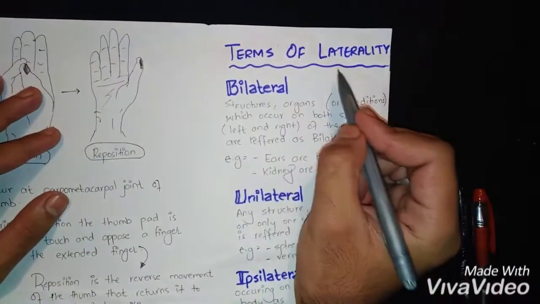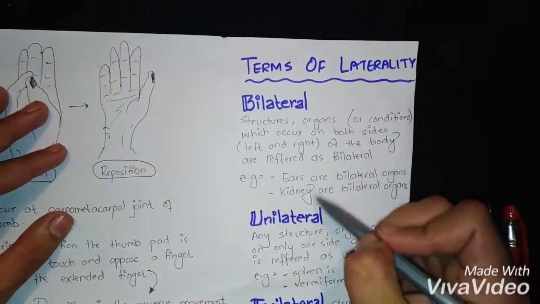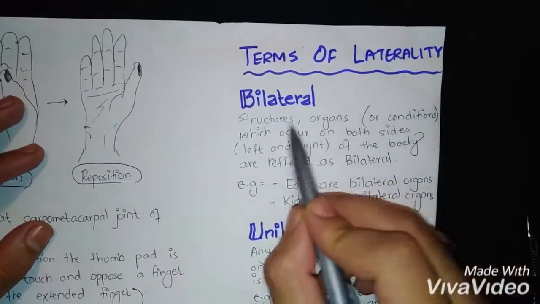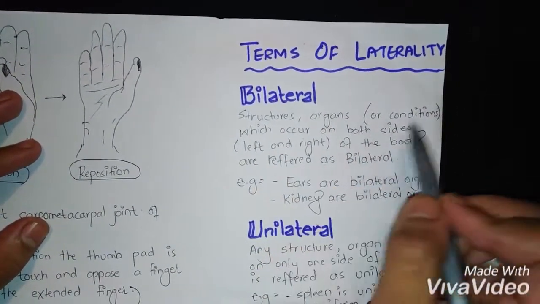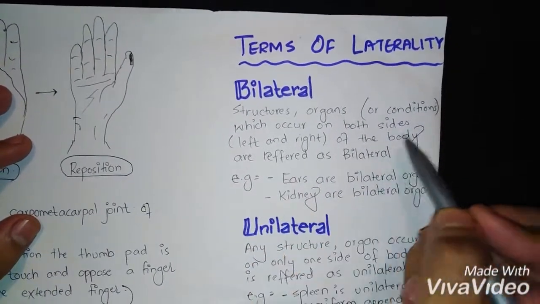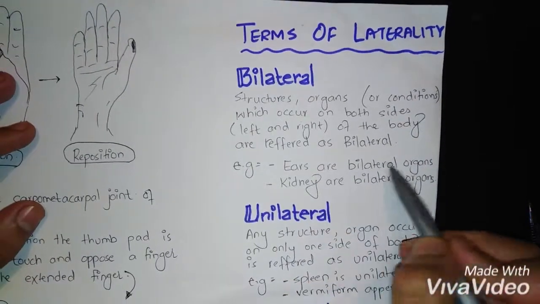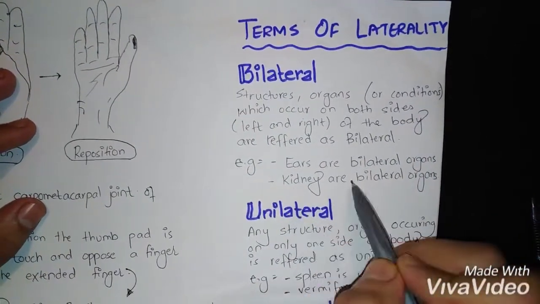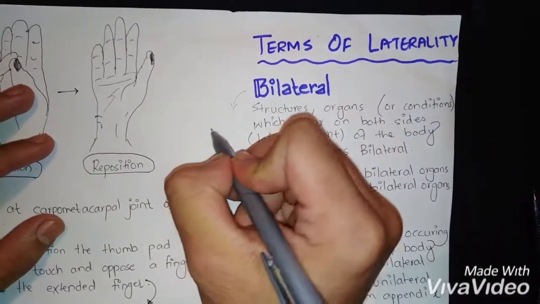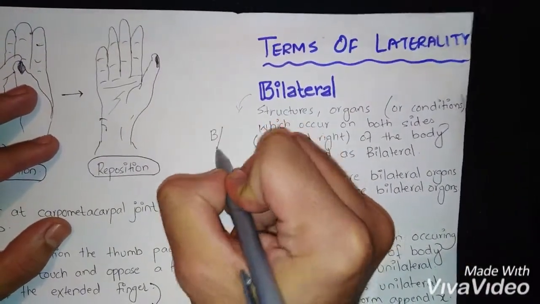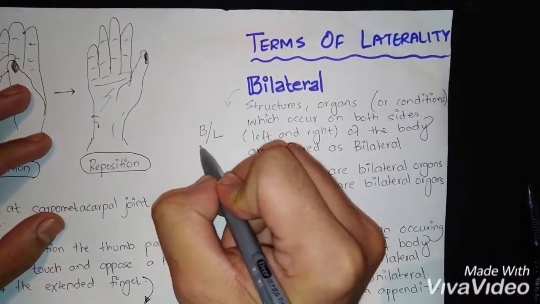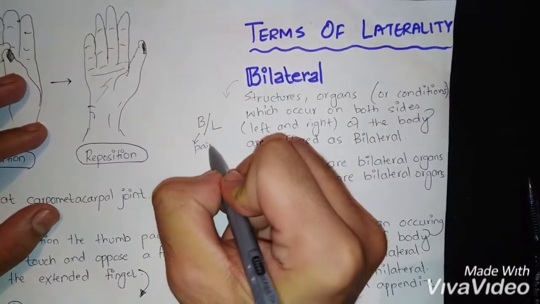Now we talk about terms of laterality. There are some terms. The first term is bilateral. Structures, organs or conditions which occur on both sides, left and right of the body, are referred to as bilateral. For example, ears are bilateral organs. Kidneys are bilateral organs. In medical prescriptions, we write bilateral as B/L. For example, if there is pain, we will say bilateral pain.